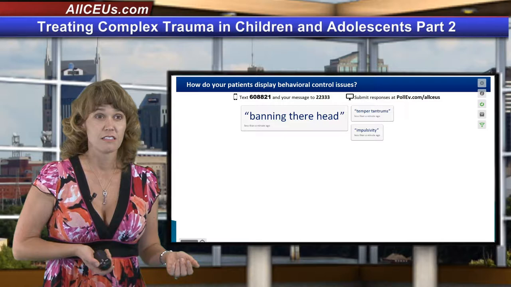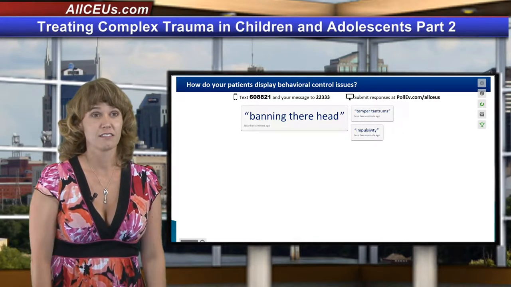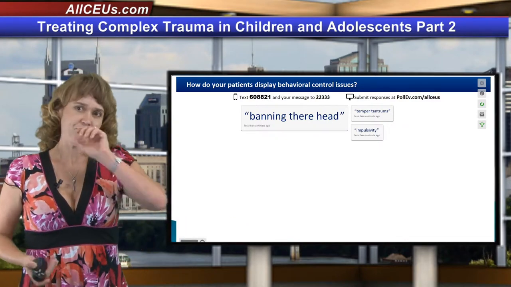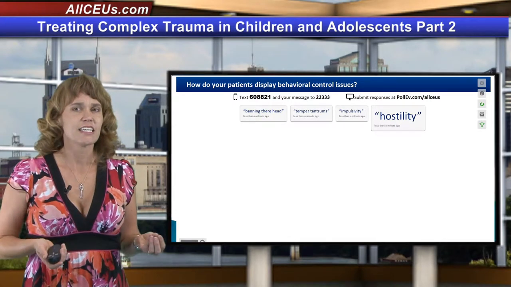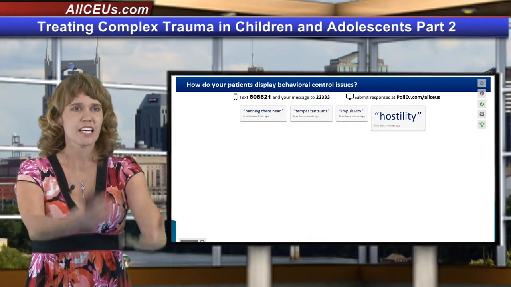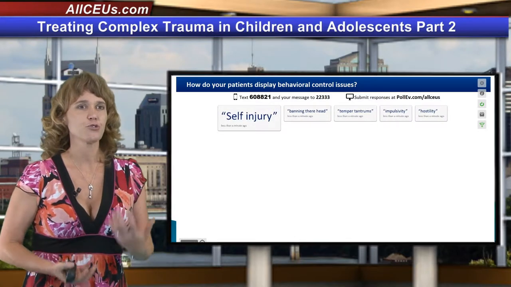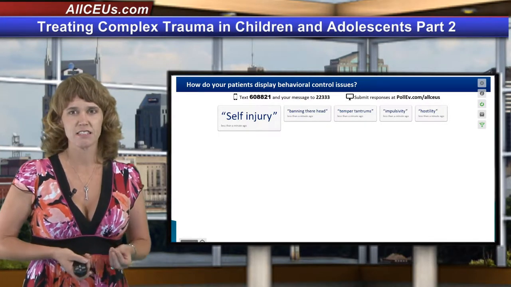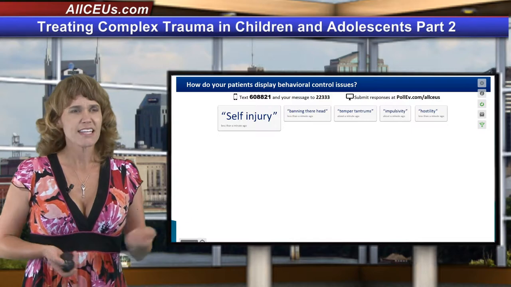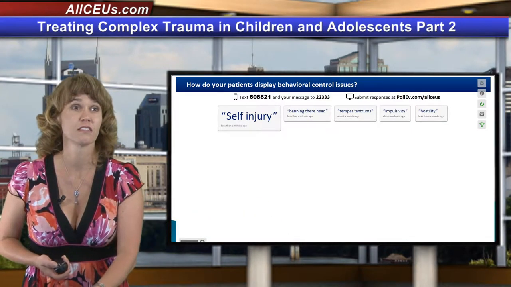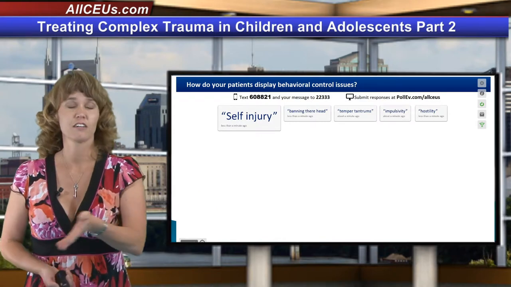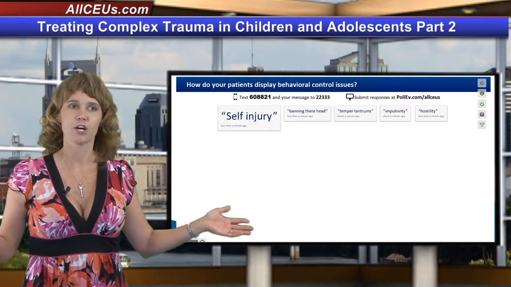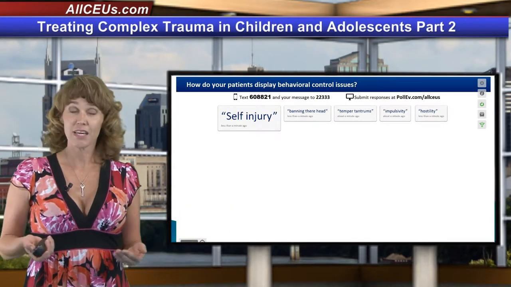Banging their head. Or banging their fist into their head. Now, I don't mean I could have had a V8, but you get the idea. Hostility. Behavioral control issues keep coming out until we learn how to control our emotions and identify those emotional states. Self-injury. And this is adults and children. Again, just because we're chronologically older and theoretically have had access to better coping skills and more learning time doesn't mean that we actually have.